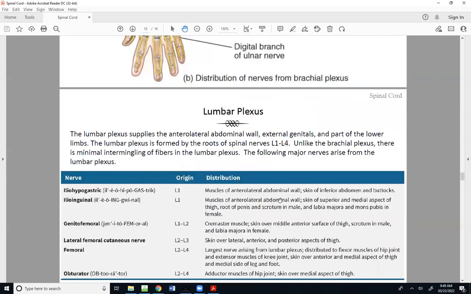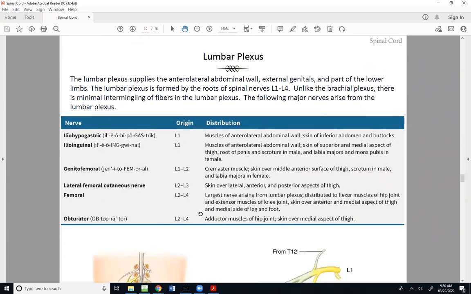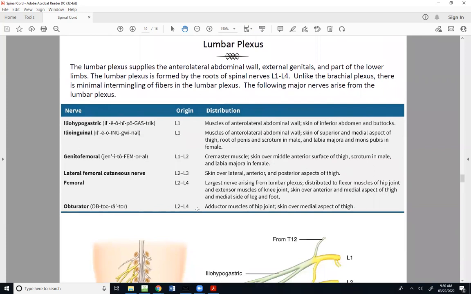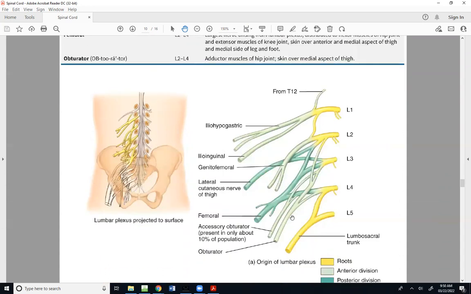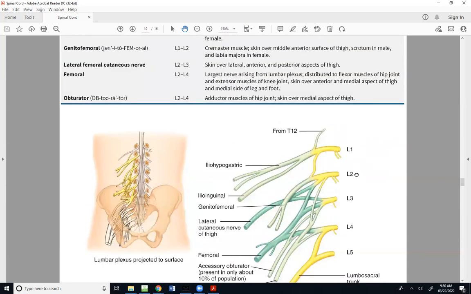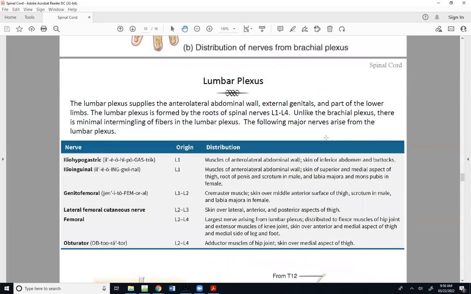Okay, moving on to the lumbar plexus. It's what supplies the anterolateral abdominal wall. So the front and the sides of your abdomen in that wall, the external genitalia and part of the lower limbs. So in other words, your legs. It is formed by the roots of spinal nerves L1 through L4, but unlike the brachial plexus, and you can really see this, there's not as much intermingling and merging going on. So we don't have those cords and divisions and whatnot like we did in the brachial plexus.